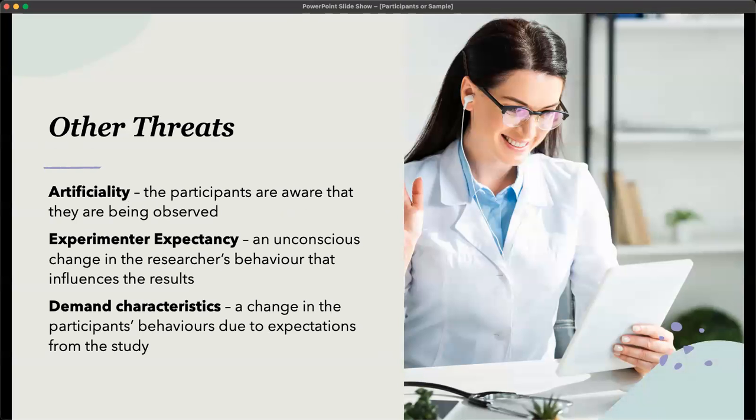There are other threats that we can have. One is artificiality. The participants are aware that they're being observed. The experimental expectancy. This is an unconscious change in the researcher's behavior that influences the results. So if the researcher knows which group the participants are assigned to, they might unconsciously treat the two groups differently. And then we have demand characteristics. This is a change in the participant's behavior due to the expectations from the study. So if the participants are aware of what the study is about, they might try to meet that expectation.